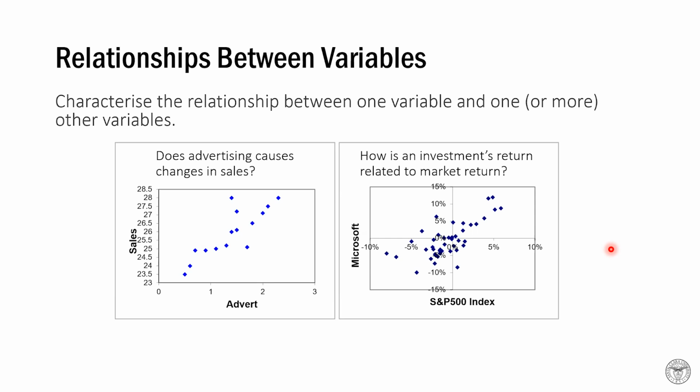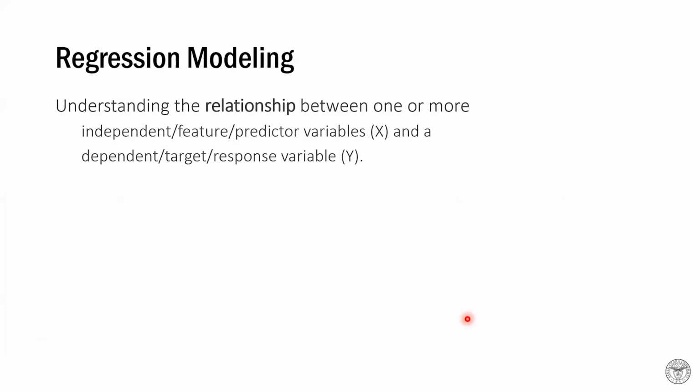For example, in the correlation between advertising and sales, we may argue that advertising causes change in sales. In finance, an individual investment return is normally highly related to the entire market return as well. To deeply understand the relationship between these variables, we can set up regression models by identifying some variables as the independent variables, sometimes also referred to as features or predictor variables, and some as dependent variables, also called response variables.